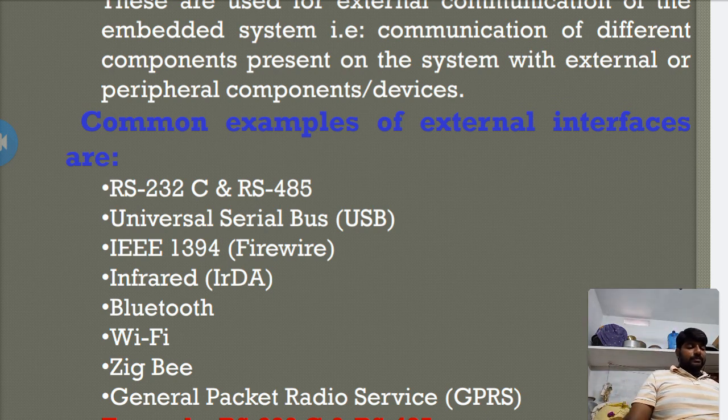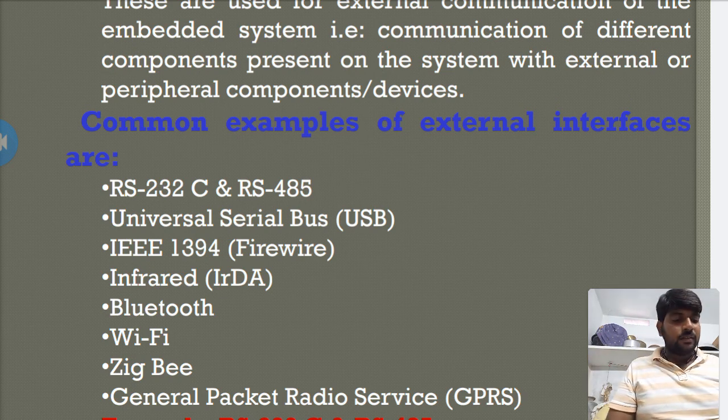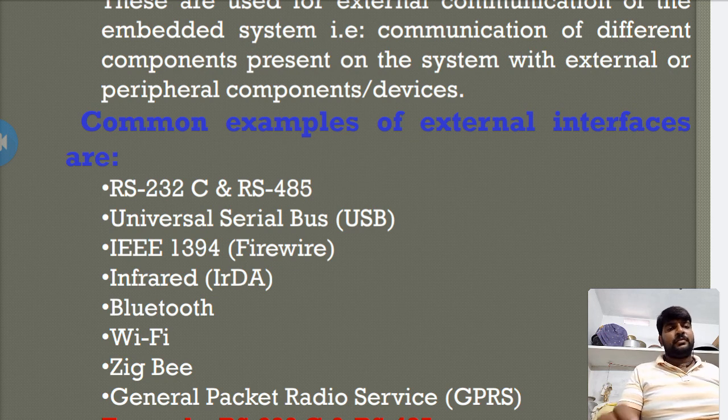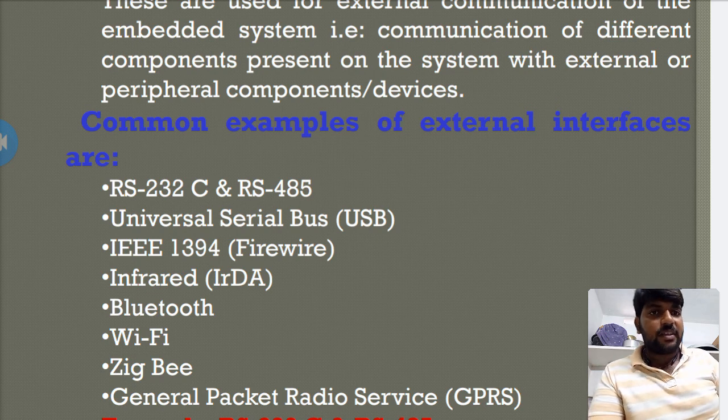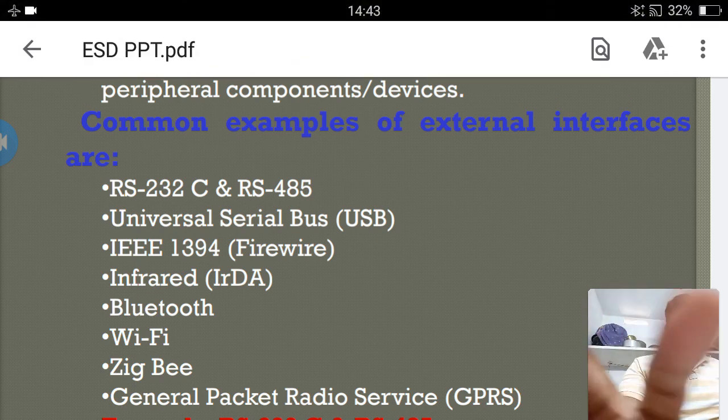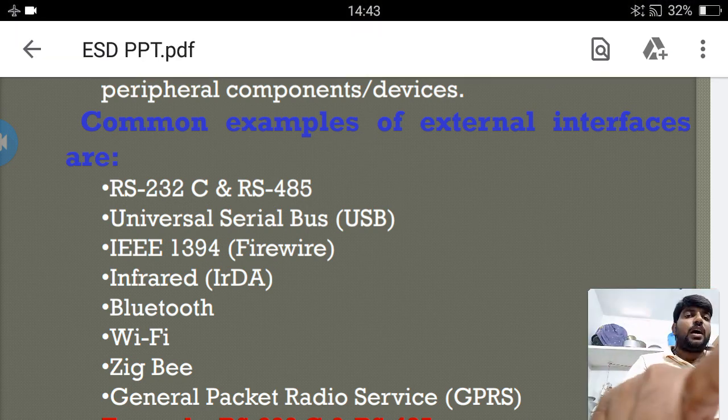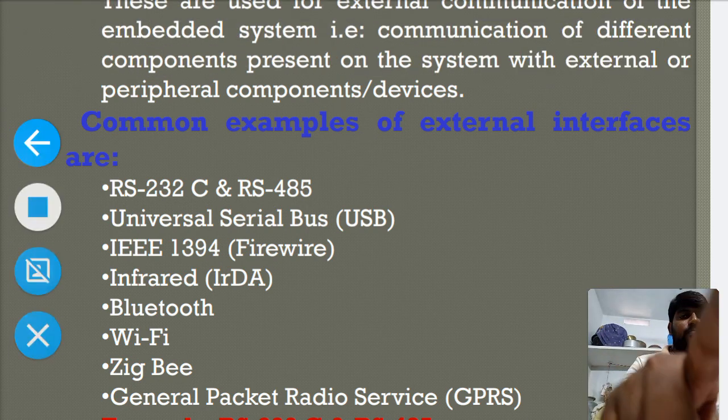So these are the main external communication device types we are using in embedded system applications. Up to this point is about the onboard and personal communications.